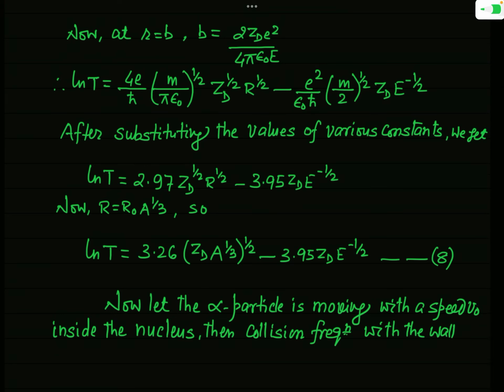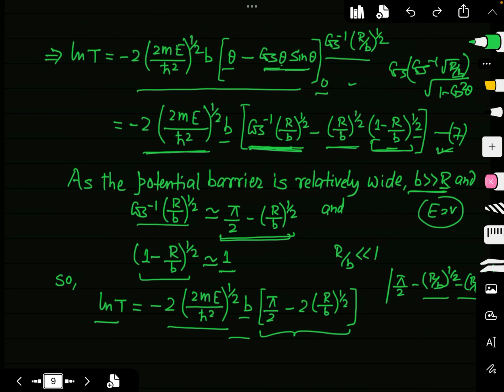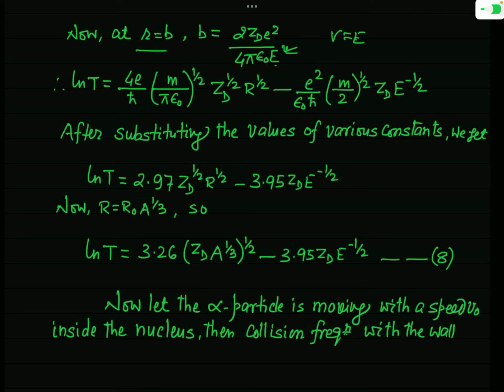So, at the point where r is equal to b, you can see that b is equal to this much, because at this point you have seen that b is equal to e, and so b is equal to this much. You have already seen this. Now, when we substitute the value of this b in this expression, then after some simplification, which I have not done here, you can see the expression will be like this.